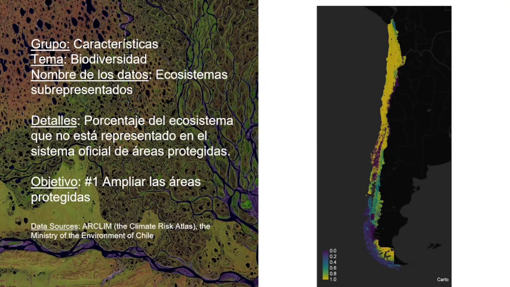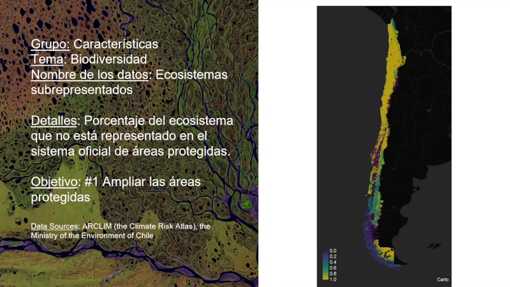Yes, I saw it, the same thing in the other slide. Same thing. It says data source. It says ArcClim at the end of the data source: Climate Risk Atlas and Ministry of Environment Chile. That last reference is in English, right at the bottom of the footnote of the slide, or at the very bottom of the slide.